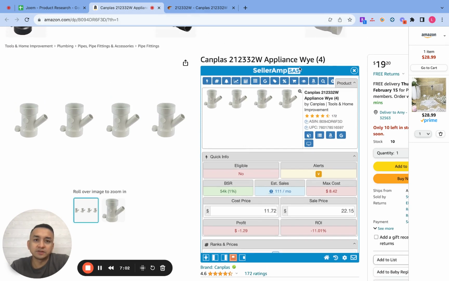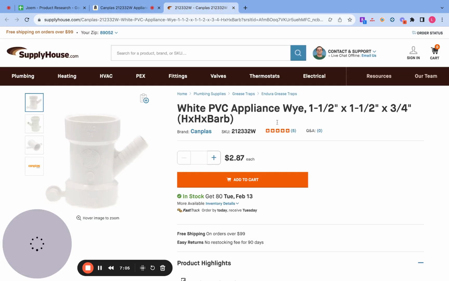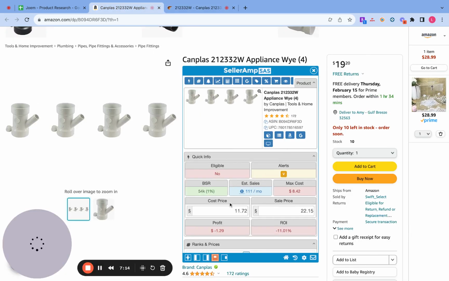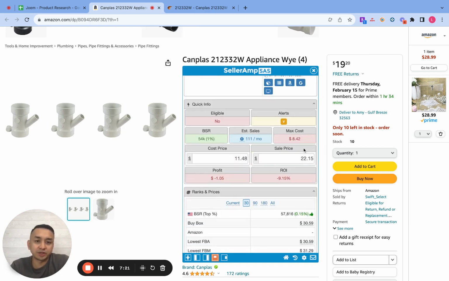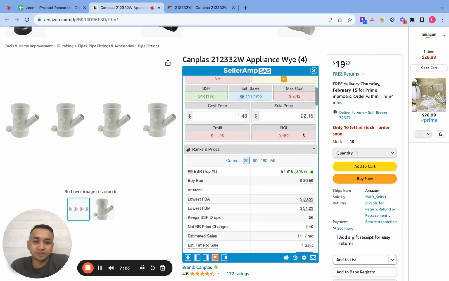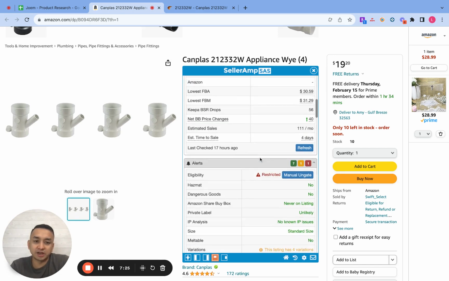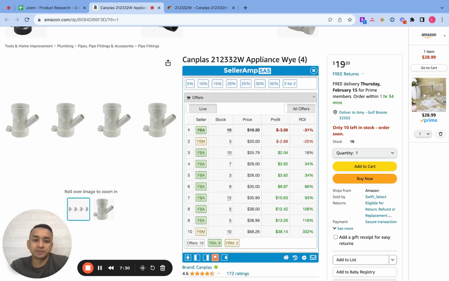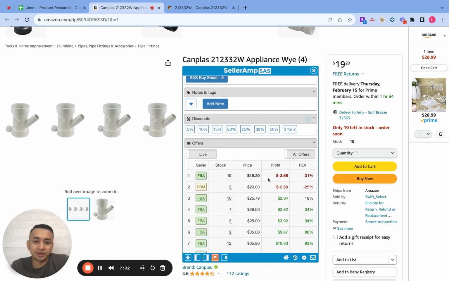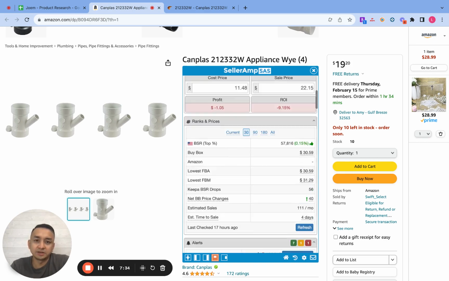So this one is a 4-piece right there. So I would take this number, 2.87. 2.87 times 4 is 11.48. Okay, cost is 11.48. Sale price is 22. It's giving you a negative 9% ROI already. So I would scroll down. Yeah, this one is okay. So I would check the variation.